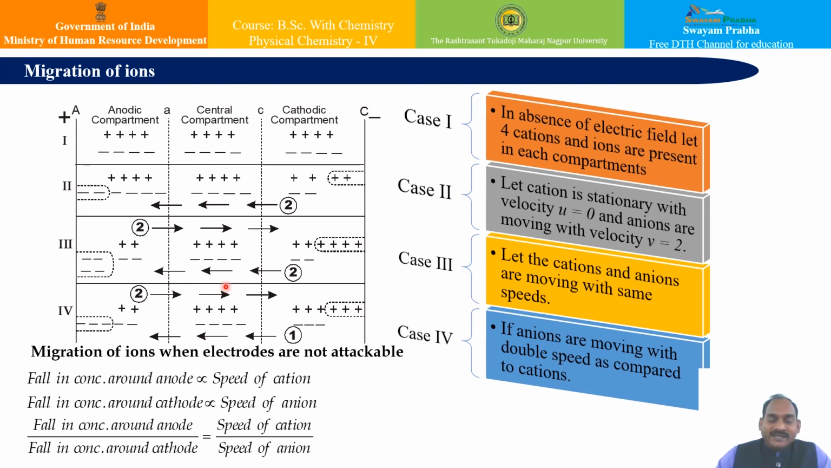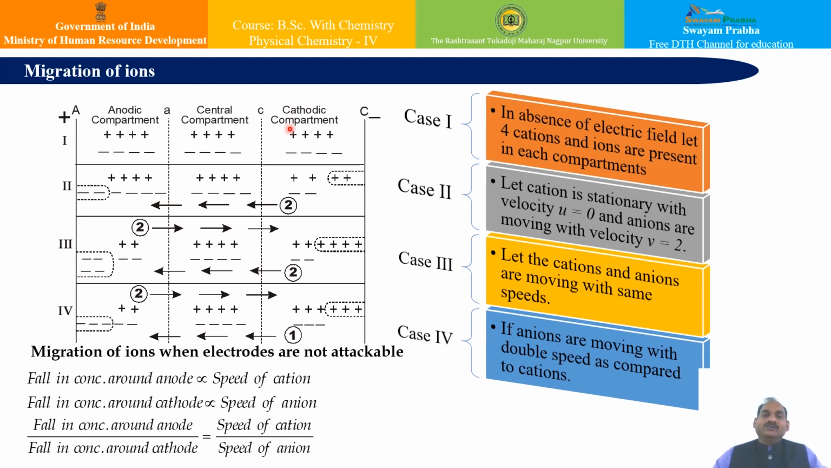Now let there be certain cases. We will classify them in order to understand the phenomenon of electrical migration of ions and the conduction of electric current. Let us understand several cases. Say case 1 is in the absence of an electric field. Let there be 4 cations and 4 anions present in each compartment. Since no electric field is applied, it will remain the same. Nothing will happen. No electrolysis is taking place.